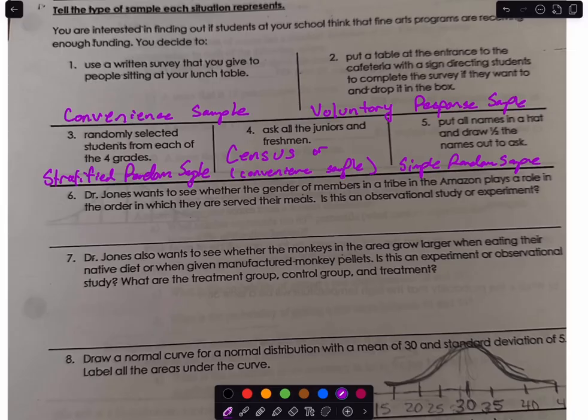Dr. Jones wants to see whether the gender of members in a tribe in the Amazon plays a role in the order in which... is this an observational study or an experiment? This is an observational study because he's just watching or observing. I'm just going to highlight it right here.